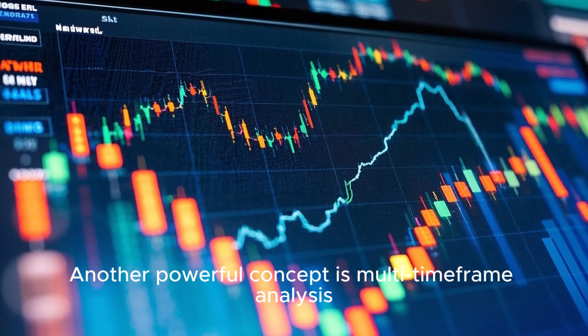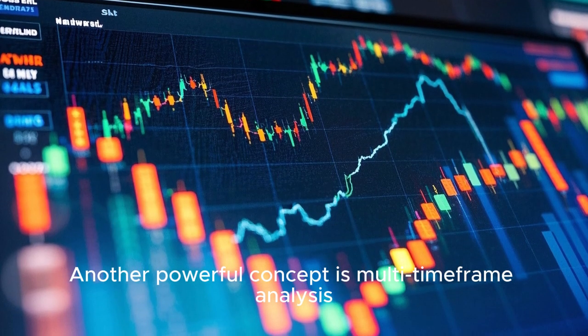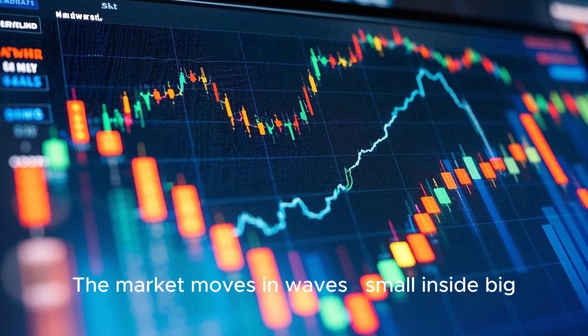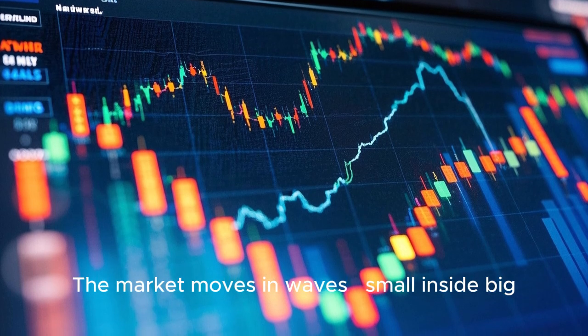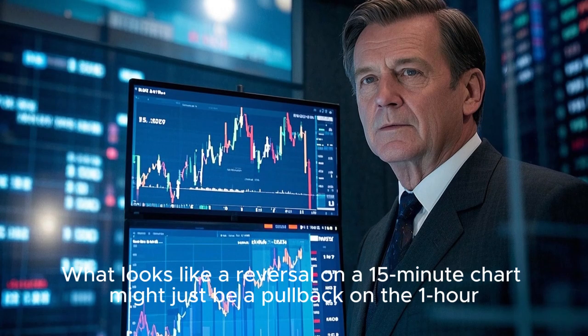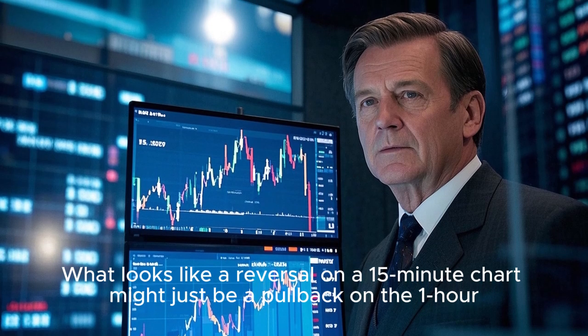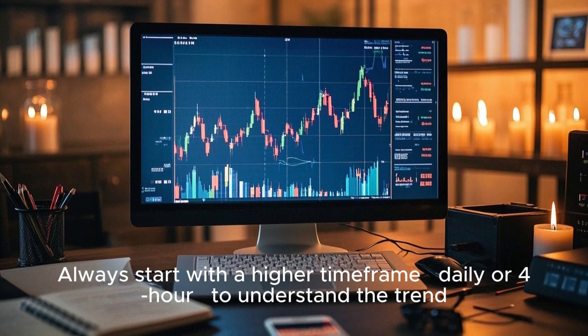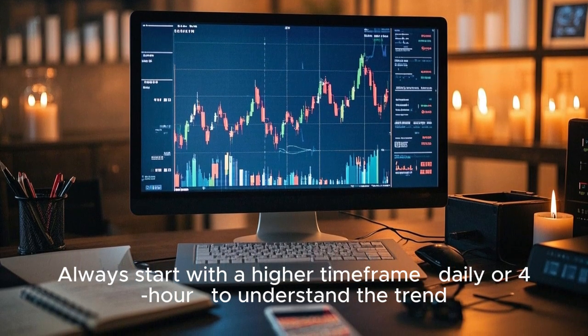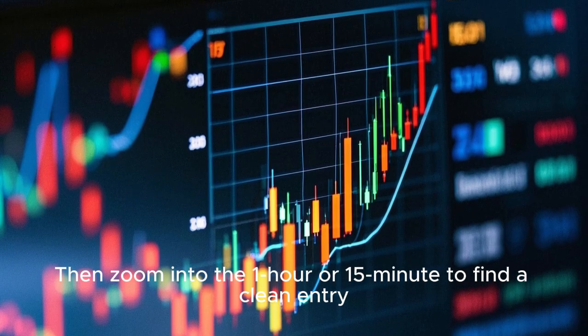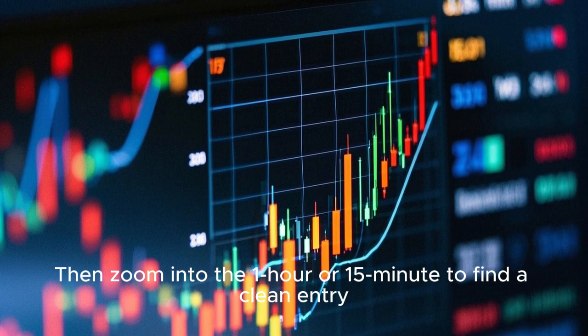Another powerful concept is multi-timeframe analysis. Don't only look at one chart. The market moves in waves, small inside big. What looks like a reversal on a 15-minute chart might just be a pullback on the 1 hour. Always start with a higher time frame, daily or 4-hour, to understand the trend, then zoom into the 1 hour or 15-minute to find a clean entry.